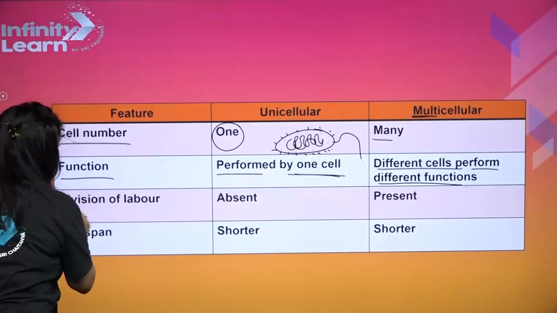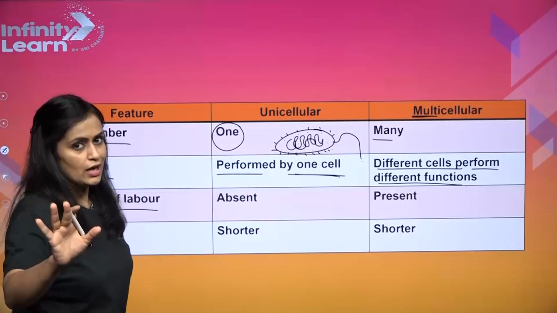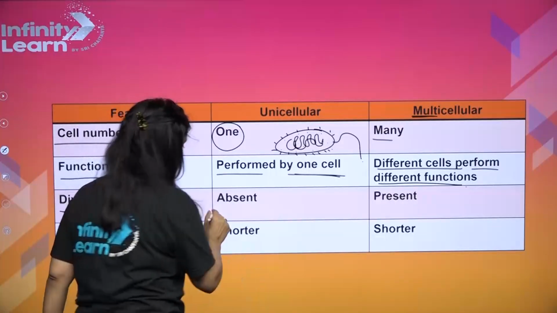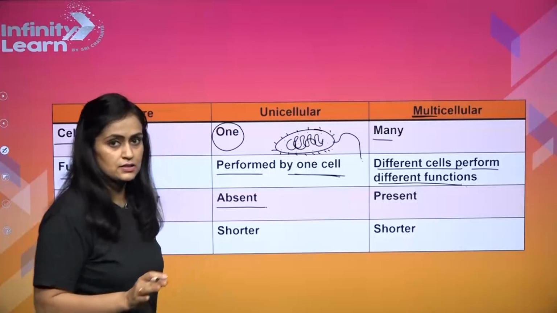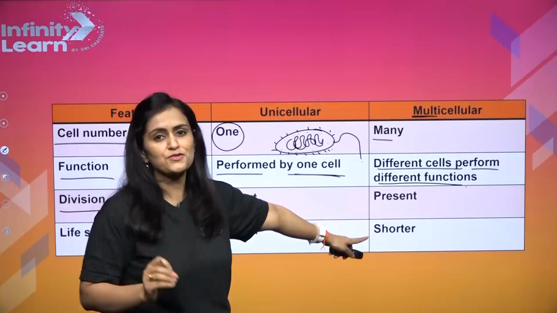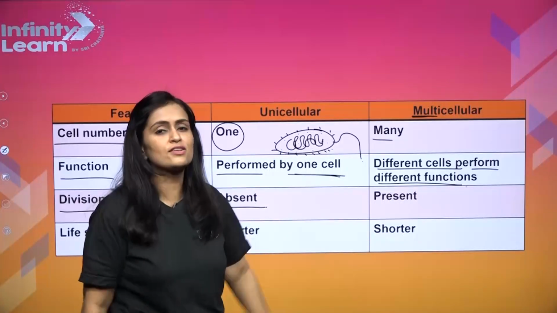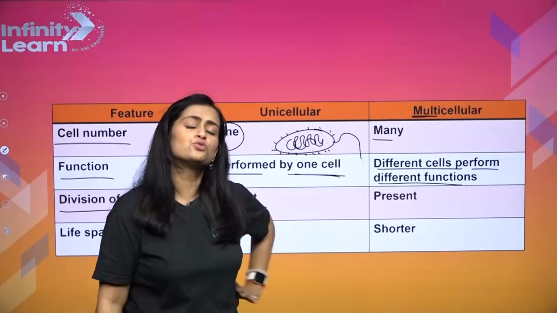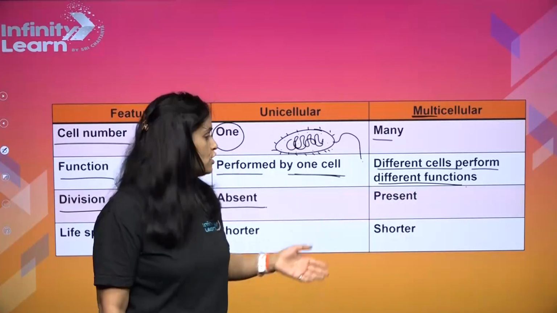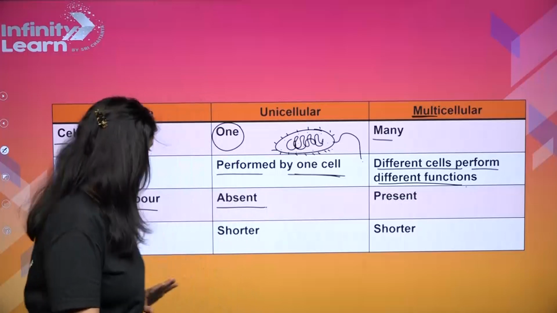Then division of labor. If one cell is present, with whom will it divide its job? It will do everything by itself, so it is completely absent. We have division of labor, everybody doing its own job, right? All types of cells doing their own job. Now, heart cell will not say, hey, I'm tired of pumping, let me do your job of respiring for some time. No, not possible, right? So, division of labor is there.